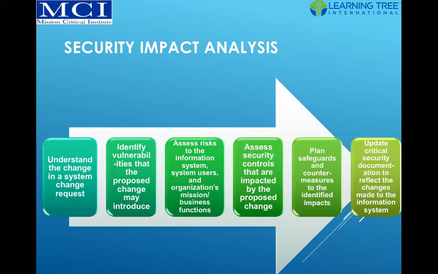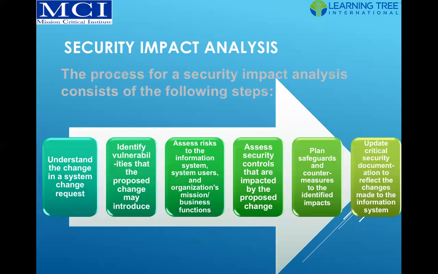You have to have an understanding of the change in the system, the change request. You have to identify vulnerabilities that the proposed change may introduce, assess risks to the information system, system users, and organization's mission and business functions, assess security controls that are impacted by the proposed change, plan safeguards and countermeasures to the identified impacts, and update official security documentation to reflect the changes made to the information system. The process for a security impact analysis consists of these steps that I just went over.